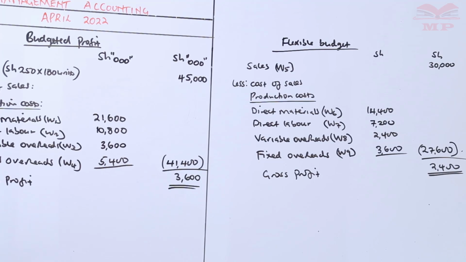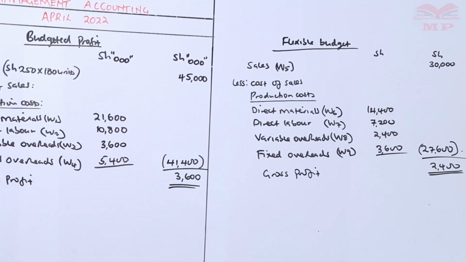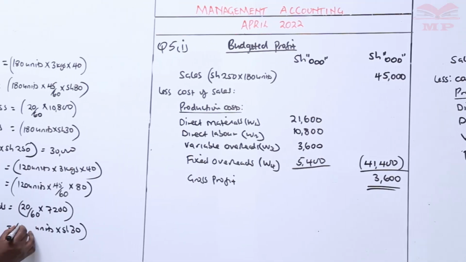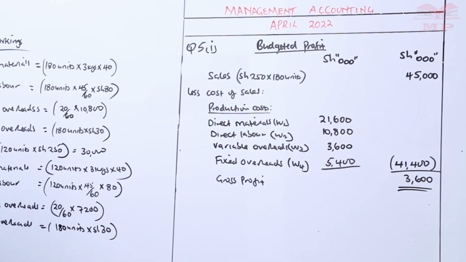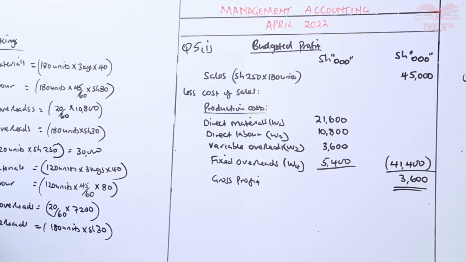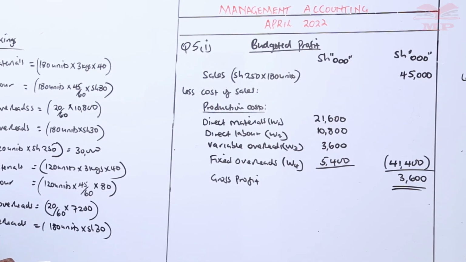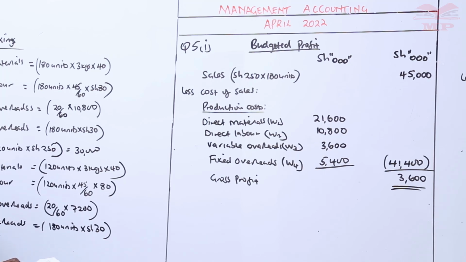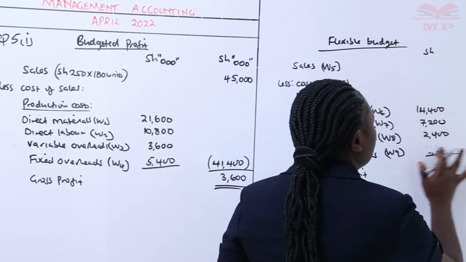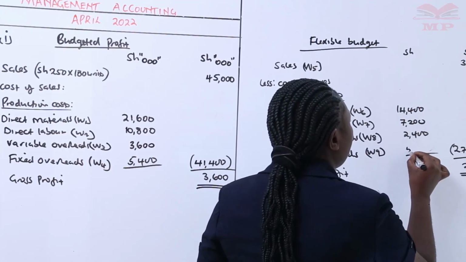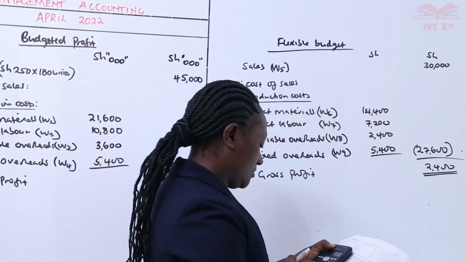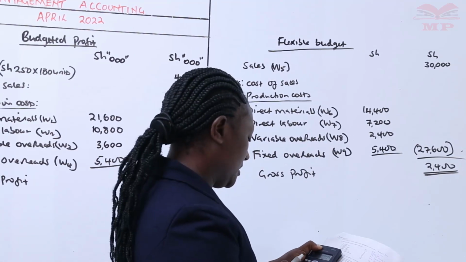Sorry, I have a correction. Fixed cost remains constant. So fixed cost will be calculated on 180 units, not 120, because it is assumed to remain constant. So it should be 180 times 30, which will give us 5,400, not 3,600. 5,400. We get the totals.